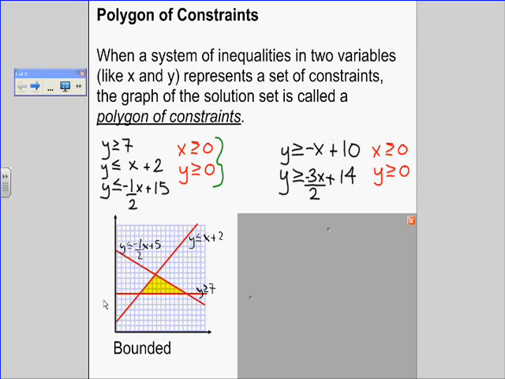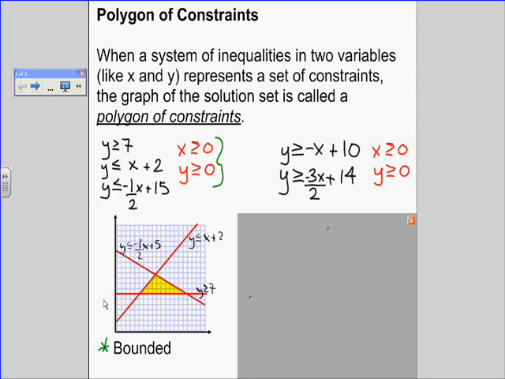And what we notice here is we end up with this bounded area. That's what we call a bounded polygon of constraints. It means that we end up with a very distinct shape isolated by all of these different inequalities. So everything within that polygon is part of our solution set.